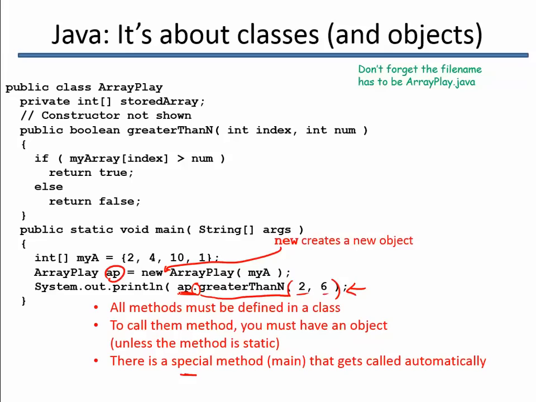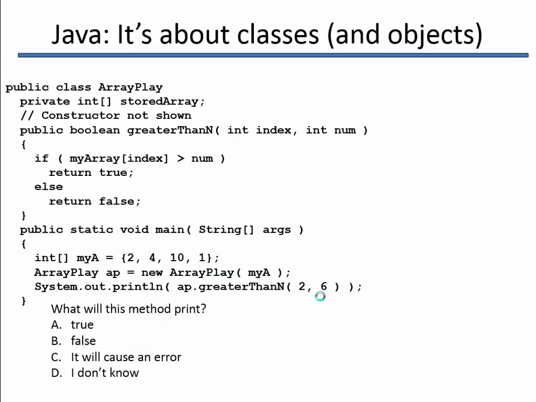How does it do it? Well, it takes the name of the variable that stores the reference to that ArrayPlay object we just created. And then the dot means go to that object, find a method called greaterThanN, and call it with the arguments 2 and 6. So when you do that, what do you get? Does this print true or false? Or maybe there's an error. Go ahead and pause for a second and think about that. Okay, now that you've thought about it, what does this print?